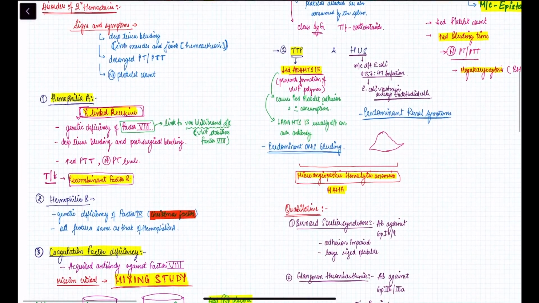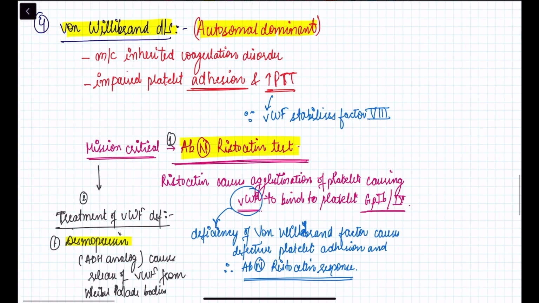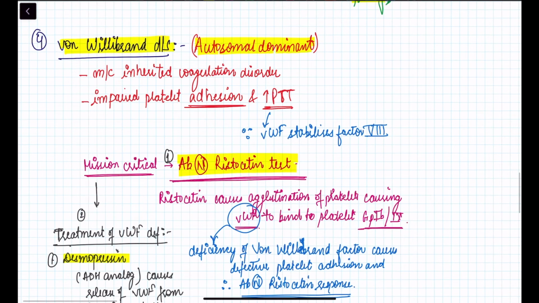And then there is one more function of von Willebrand factor, which is to stabilize factor 8. That's right, again factor 8. As we discussed earlier, there is factor 8 involvement here as well. So von Willebrand factor normally stabilizes factor 8. If von Willebrand factor is deficient, factor 8 won't be stable. Therefore, we'll have some hemophilia A-like features as well. And what is important here is the abnormal ristocetin test.